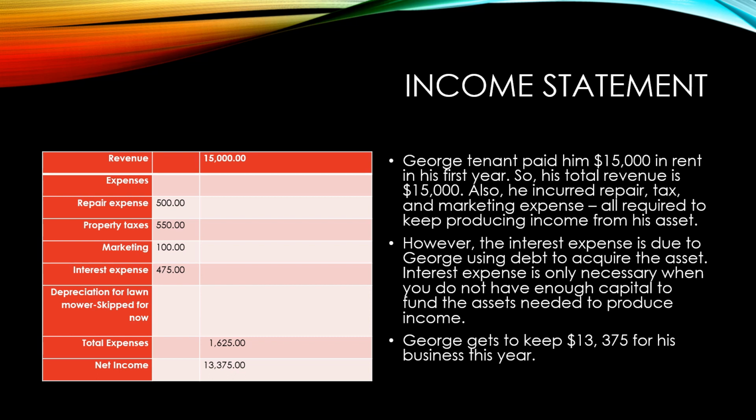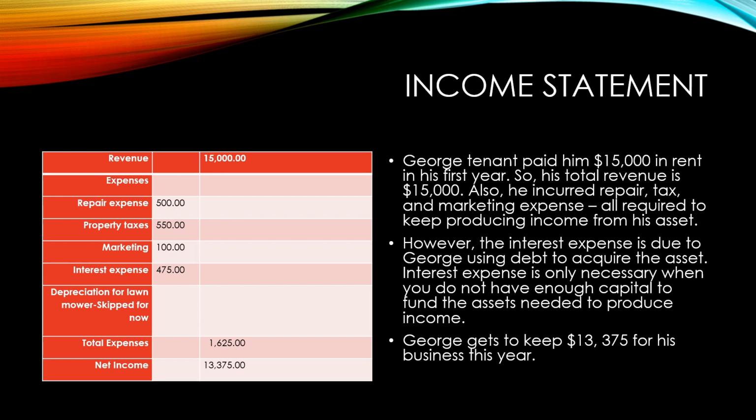Interest expense, however, is not really required to keep producing income from the asset, but it's only required because he did not have enough capital to buy his property outright, so he had to take a loan. So interest expense is something paid on the debt on the asset. So it's only necessary when there is debt. George gets to keep $13,375 for his business the first year, so that's pretty good.